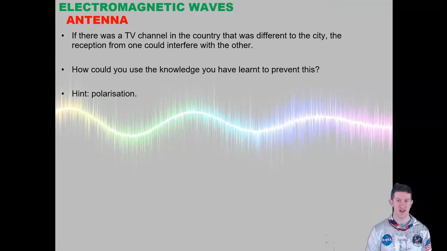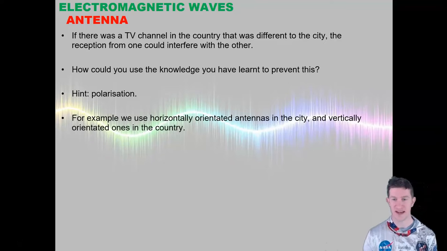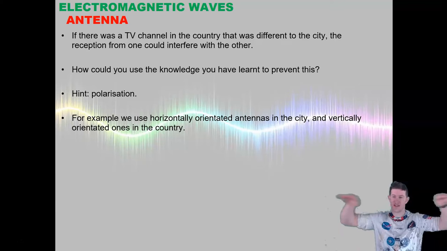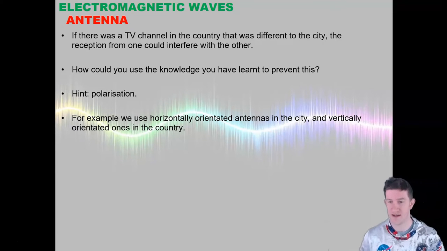It's all about polarization. I don't know if you've ever noticed, but if we horizontally orientate the antennas in the city and vertically orientate the ones in the country, there's no way that we can pick up each other's signals because they're 90 degrees out. And this is actually what we do. In the city we have horizontal antennas, you'll often see the ones that stick out. And in the country, they have the vertically orientated antennas.